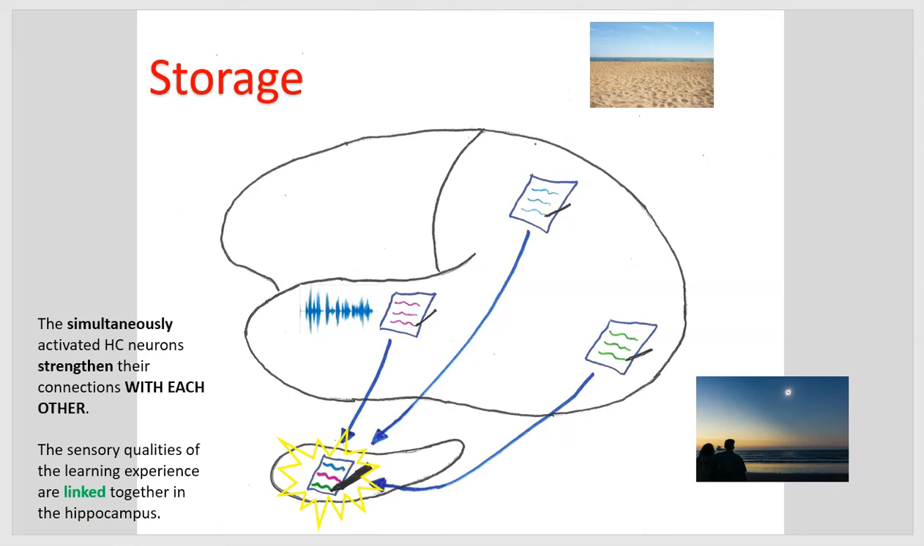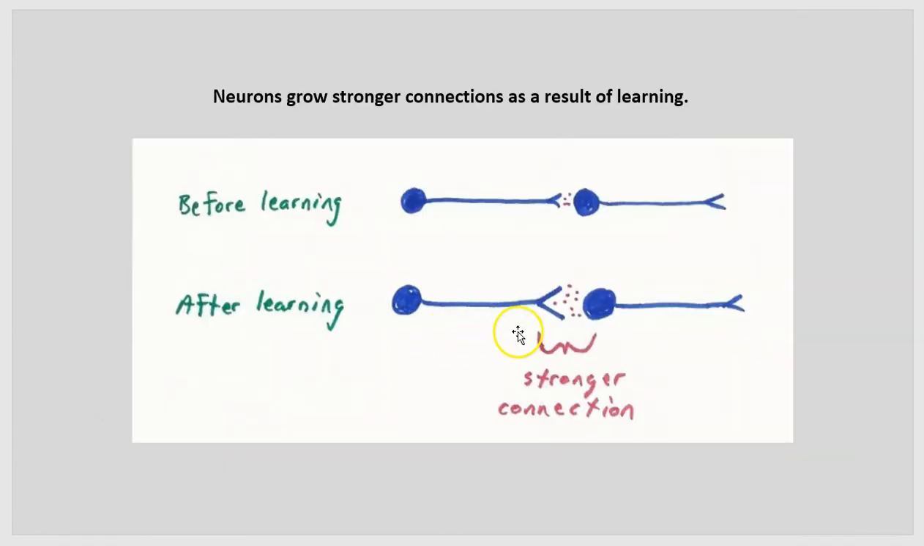Now, exactly what do we mean by strengthening connections with each other? Well, here we'll use our icon again. What we mean here is the strength of the synapse between hippocampal neurons has increased. So neurons, including hippocampal neurons, are living cells, and they can respond to stimulation by strengthening these synapses between neurons.